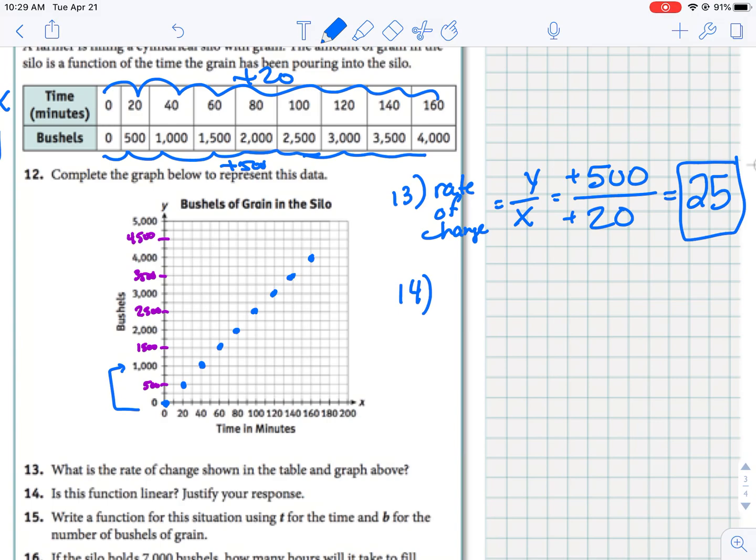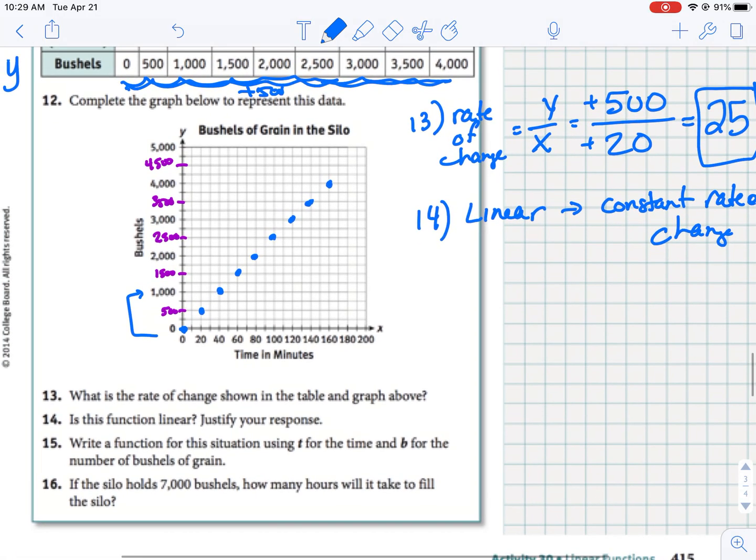Number 14 says, is it linear? Okay, so remember, to determine if something's linear, it has to make a straight line. So it looks like our graph makes a straight line. And then the other thing is it has to have a constant rate of change. Okay, so yes, it's linear because it has a constant rate of change. All of the y values, or the bushels, were going up 500 and all of the times were going up 20, which is what we just found out in number 13.